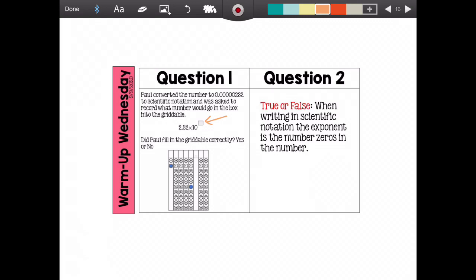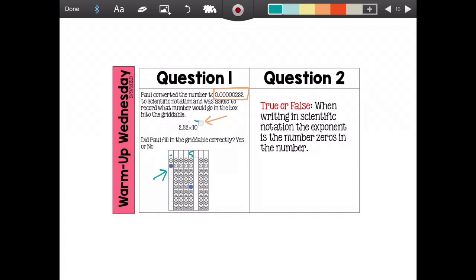Yes or no? First things first, we need to figure out what exponent is actually supposed to belong in the box. If we're starting with this number right here, we know that this number is less than 1. It's a very small number, because the numbers are after the decimal. So you should know that your exponent should automatically be negative. Now, if we look at the griddable, he did shade in negative, so that's right. But he shaded in -5.